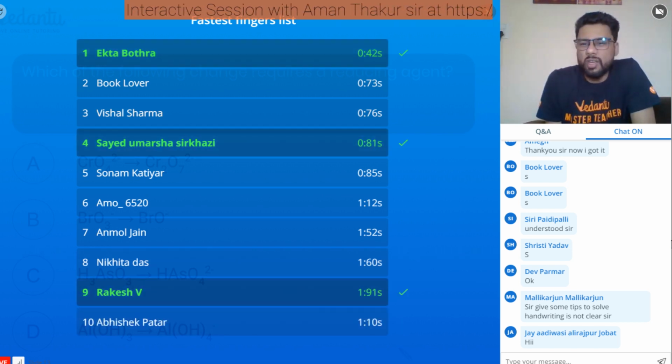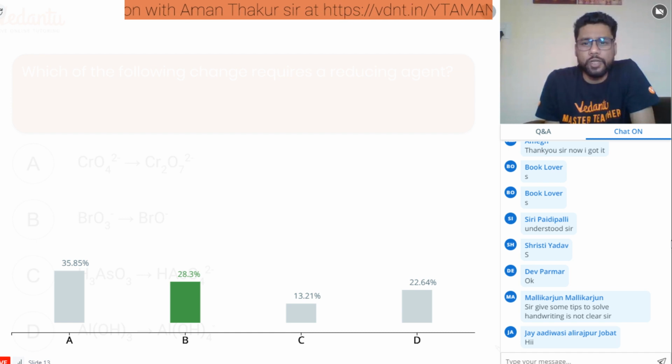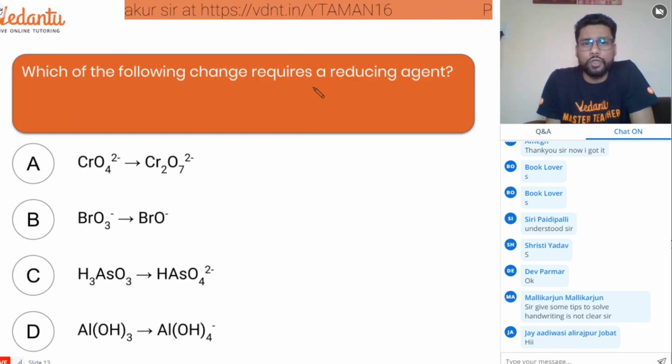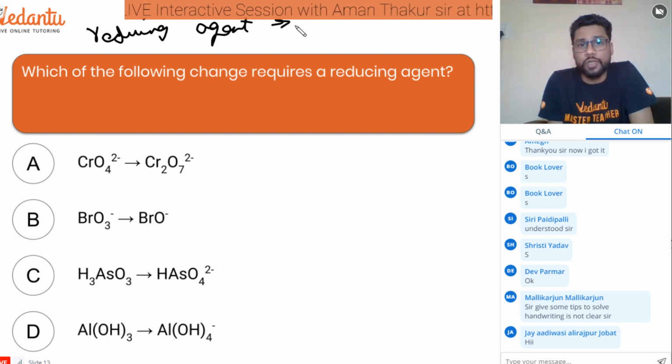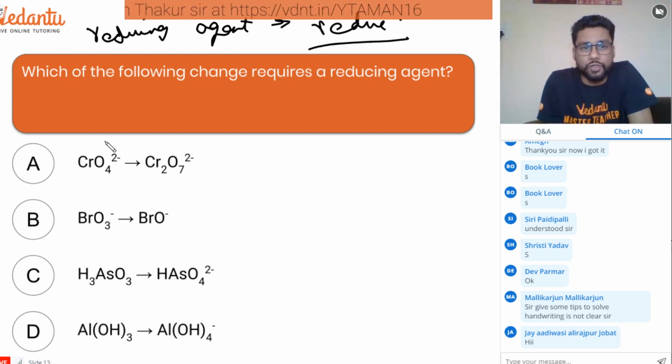Okay, only 3. Well, the percentages are declining. 28.3. What happened in this question? Which of the following change requires a reducing agent? A reducing agent will reduce. So let's see which of the following is reduction.